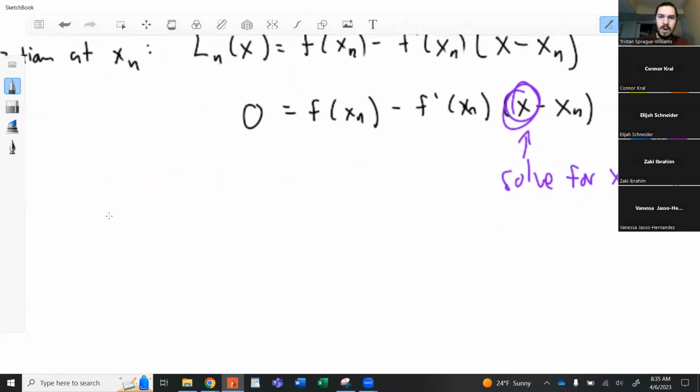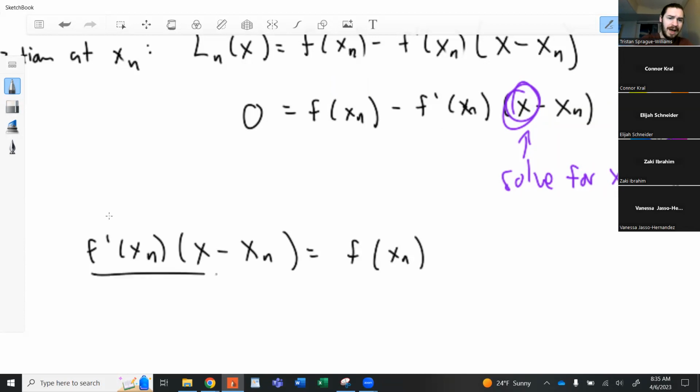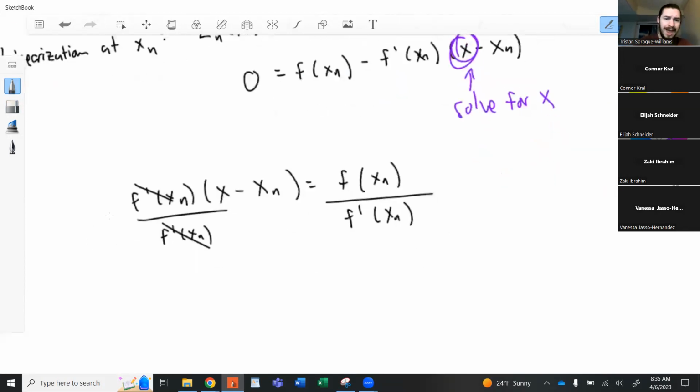Let's do it. Well, I could add this whole term to both sides, right? So I could move that over here. So we've got f prime of xn, I wrote the wrong thing again, times x minus xn equals f of xn. We'll divide by the f prime of xn to cancel that out, and then we will add xn to both sides. And we get x equals xn plus f of xn over f prime of xn.